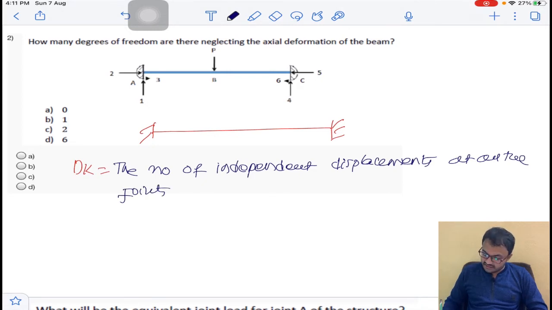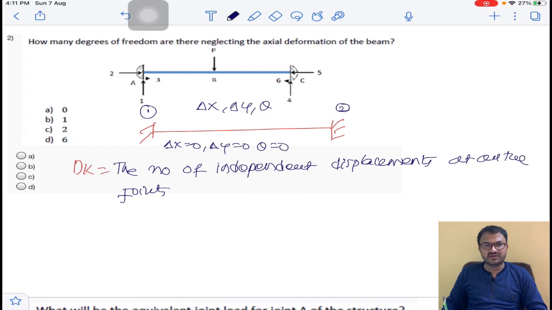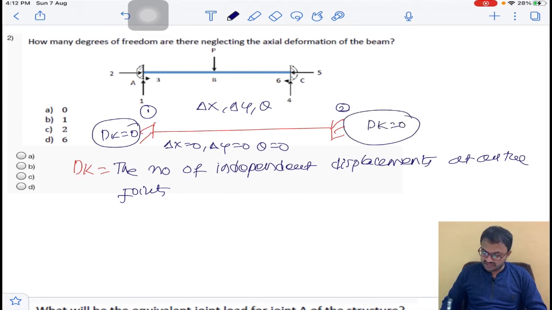How many joints are there? This is one joint, this is the second joint. The displacements possible are delta x, delta y and theta. Here, as joint 1 is a fixed joint, delta x is 0, delta y is 0, theta is 0. So the degree of kinematic indeterminacy or degree of freedom at 1 is equal to 0. At 2 it is also equal to 0. So the answer is 0. Option A is the correct answer. So for the second question, option A.